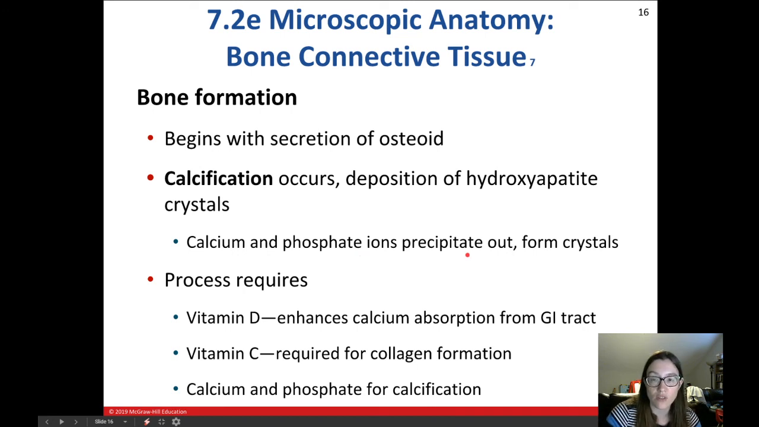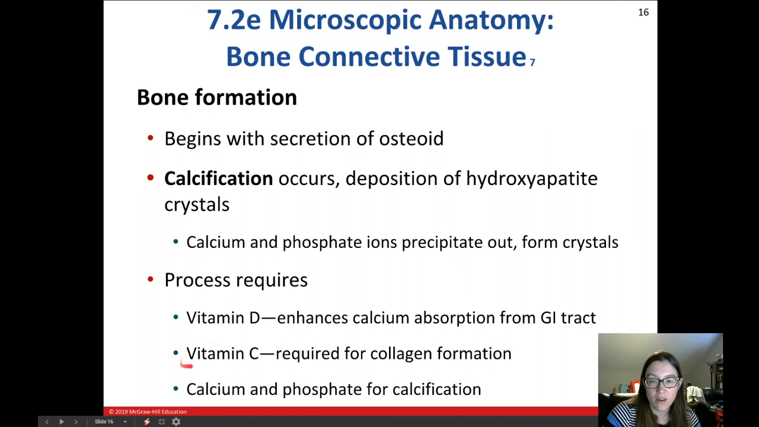So this whole process requires a couple of important minerals and vitamins. Vitamin D is important in your diet because it enhances calcium absorption from the GI tract. Remember, we talked about this in our skin lecture. Vitamin D can be made in the keratinocytes when exposed to UV light. So it starts as cholecalciferol and it becomes calcidiol and then calcitriol. We'll talk about that in just a little bit.